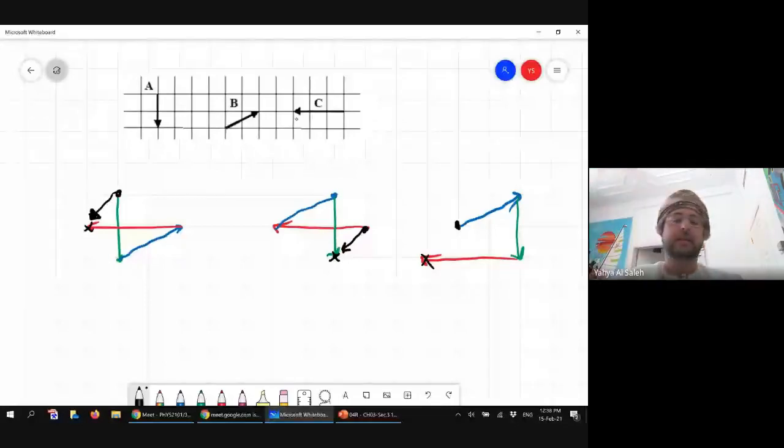The result is always the same. This is what we said: vectors are associative. ABC, CBA, BAC, BCA. In addition and subtraction, vectors are associative. It doesn't matter. The order does not matter.